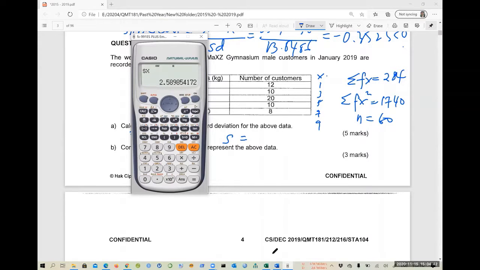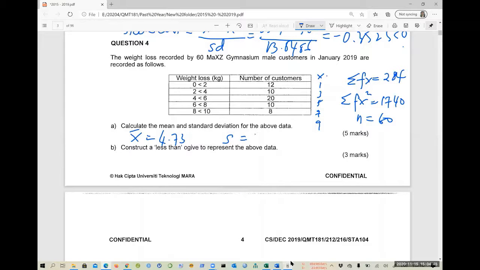Okay, 2.59, right? So the standard deviation is 2.59. All right. So that is for the mean and the standard deviation. Remember, in the exam, you cannot just simply write the answer only. You must show the work. So what is the working that you need to show? List down the summation value, write the formula, substitute the value, and then baru tulis dia punya jawapan. Same thing with standard deviation. Write down the formula, substitute the value into the formula, and then write down the answer.